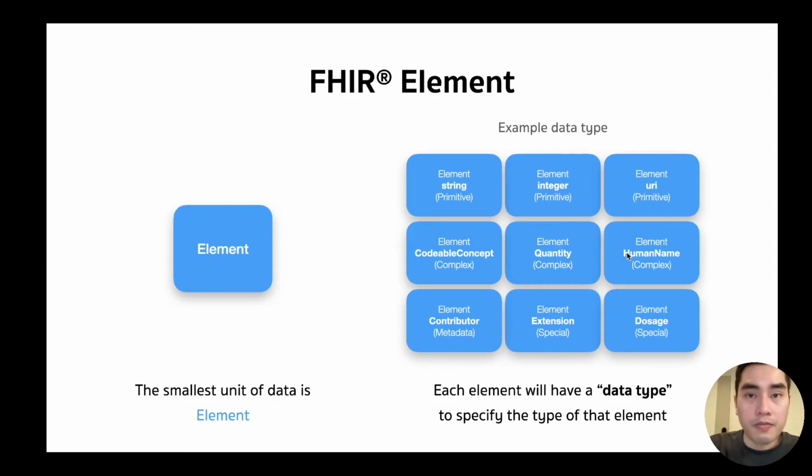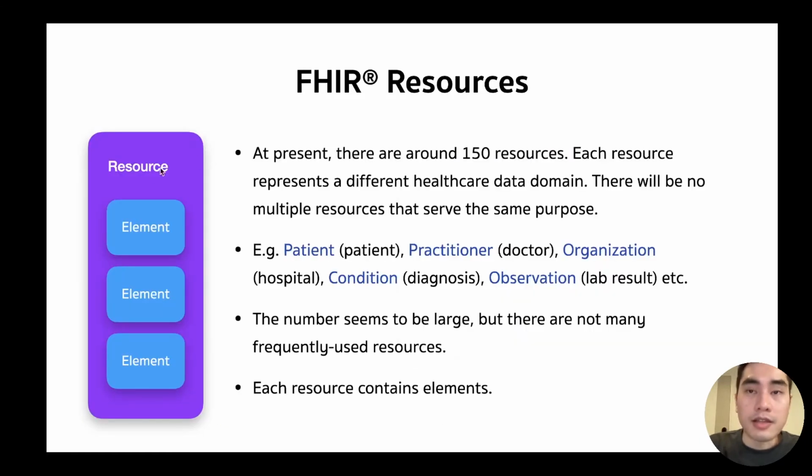For the HumanName data type, we have to have first name, last name, and maybe suffix, prefix, for example. And you don't need to worry about this for now, but here is the data type. Again, element is the smallest unit of data, and each element has a data type. Many elements combine inside a resource.